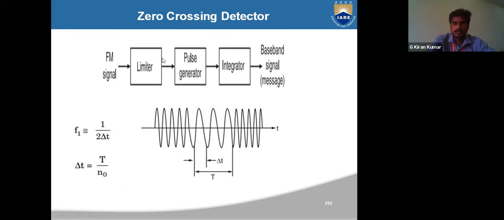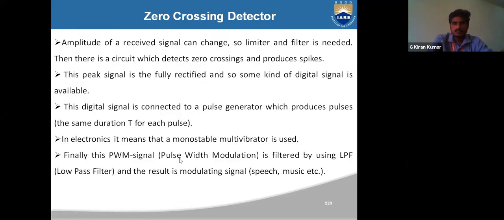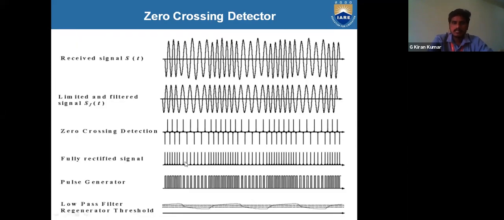Based upon the limiter, our zero crossing detector produces the number of times the signal crosses zero, and then here we will get the spikes. Those spikes can be given to the rectifier, and then we will get the rectified signal as the input of the pulse generator. You can see, after getting this fully rectified signal, the signal can be given to the pulse generator.